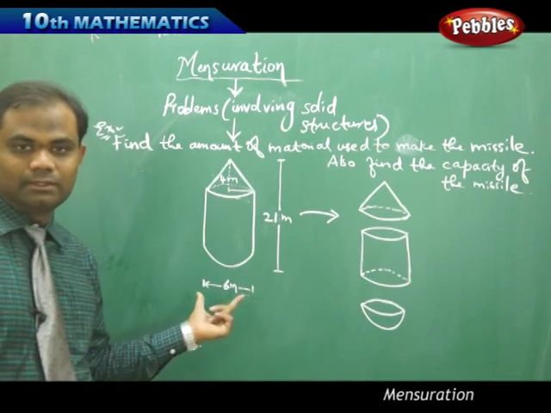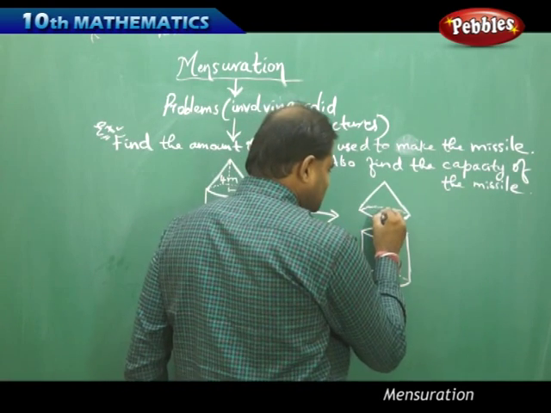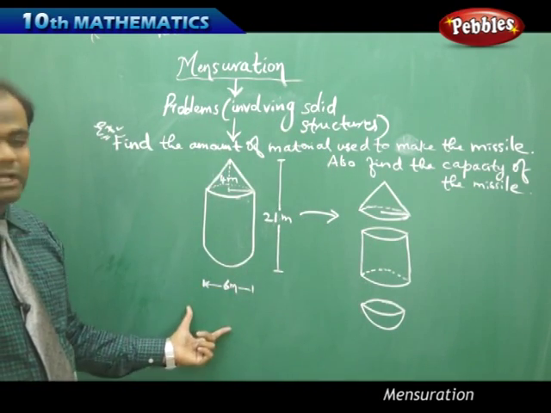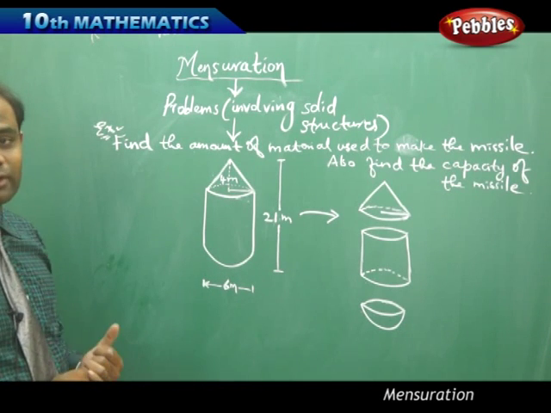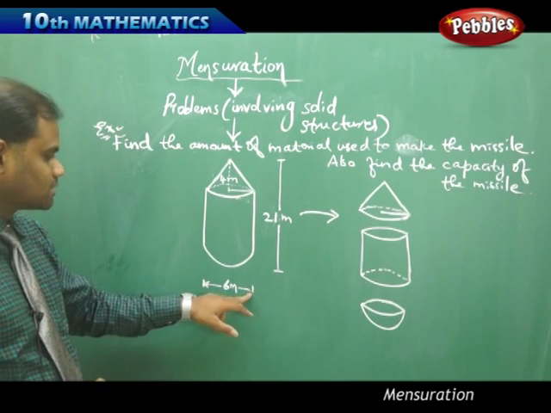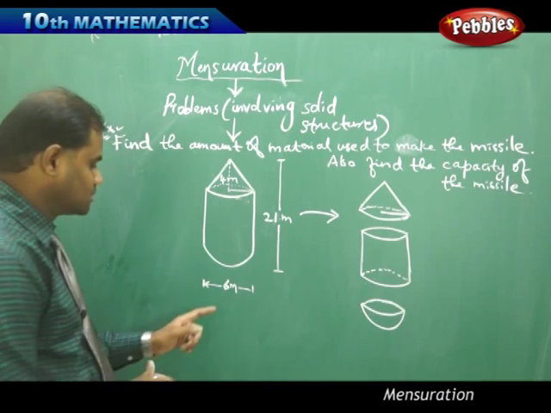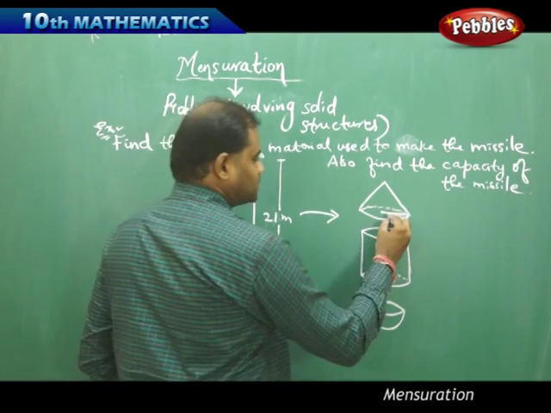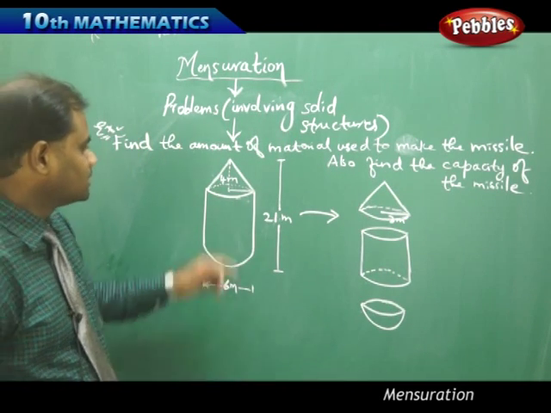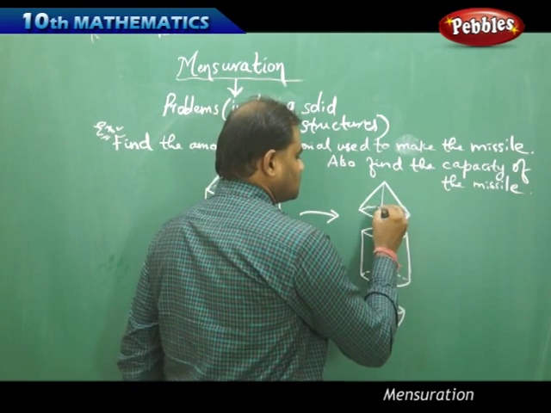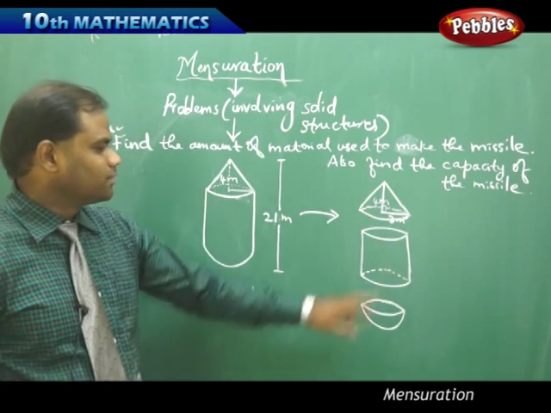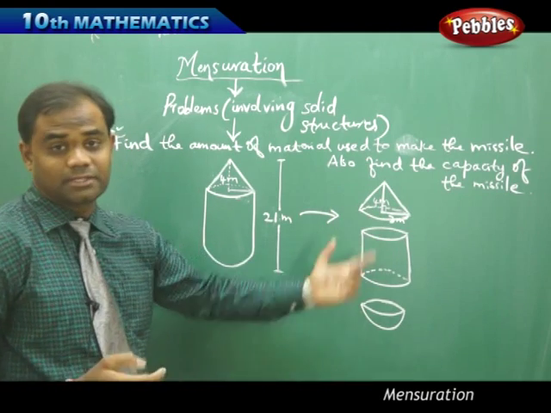So here with this cone, let's see what exactly is the radius of this cone. As I see the main diagram with its dimensions, the radius is not given, but indirectly the whole width of the missile is given to be 6 meters. So the radius is exactly half of the 6 meters, that is 6 by 2, which is 3 meters. So the radius of the cone is 3 meters and the height of the cone is 4 meters. So 3 meters and 4 meters are the radius and height respectively for the cone.